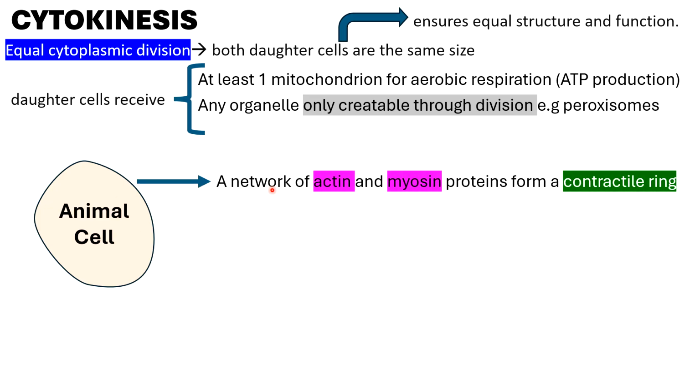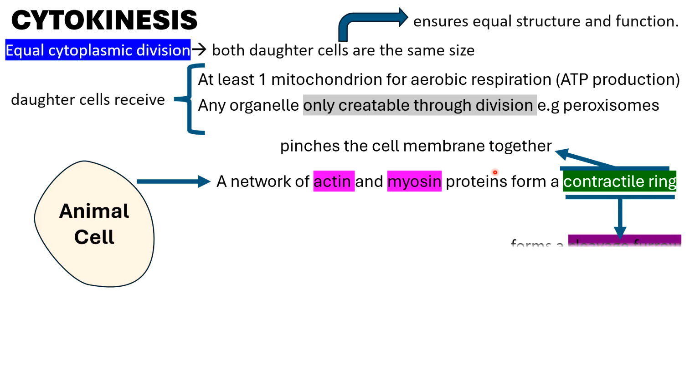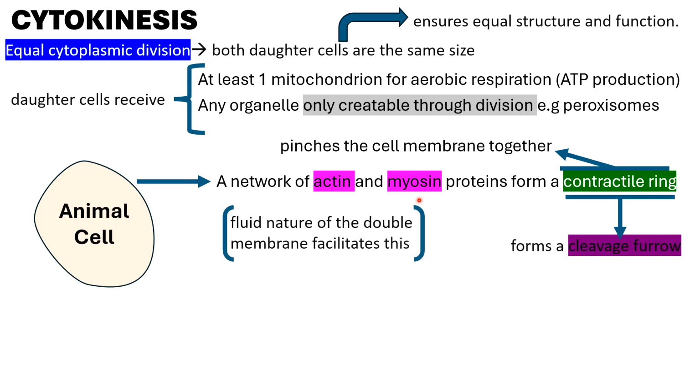Now the animal cell contains a network of actin and myosin proteins which form a contractile ring, okay? Now this contractile ring pinches the cell membrane together and it forms what we call a cleavage furrow. Now this is facilitated by the double membrane. Let me actually underline that if it's possible. Yes, sir.